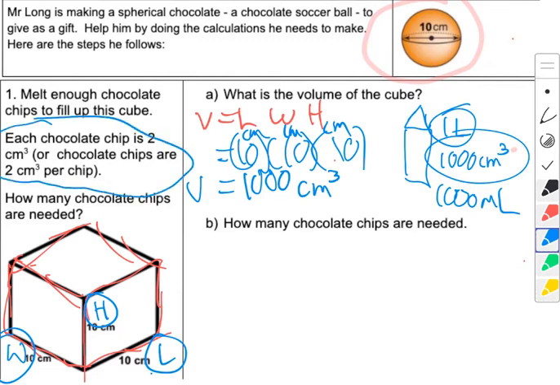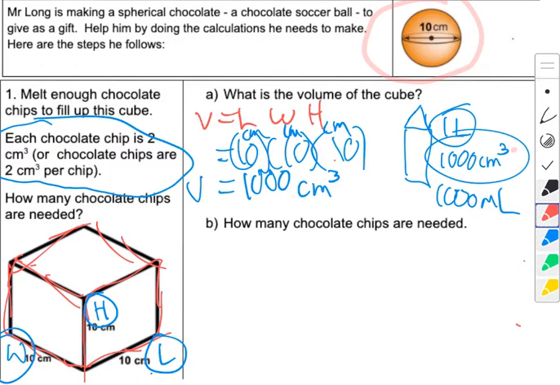Each chocolate chip is 2 centimeters cubed. Or we could say chocolate chips are 2 centimeters cubed per chip, or they have a volume of 2 centimeters cubed per chip. Now those would be really big chocolate chips, the kind that I would like. And if I was making this, it would be milk chocolate, by the way, rather than semi-sweet. I like the milk chocolate.